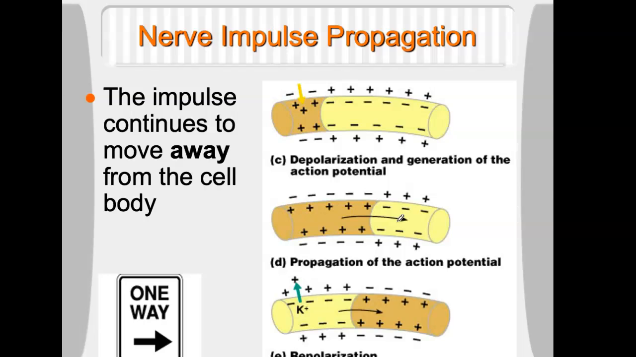Nerve impulses are propagated in one direction only, and that's because it takes a minute to fix what you already undid, and that fixing takes a while, so it won't propagate in the opposite direction. So it is a one-way movement along the axon, away from the cell body.